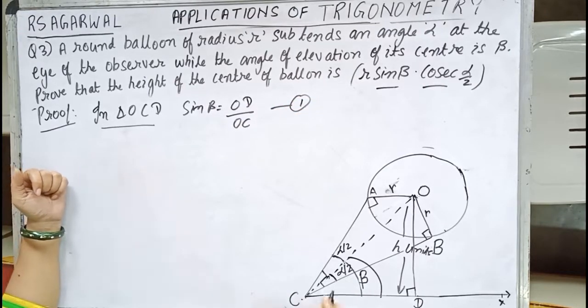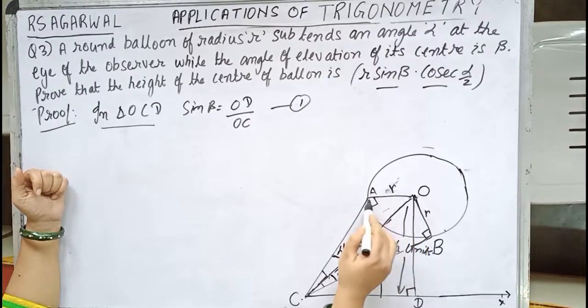Now alpha by 2. Alpha by 2 is forming a part of a right angle triangle, triangle OBC, or triangle OAC. This one is 90 degrees.